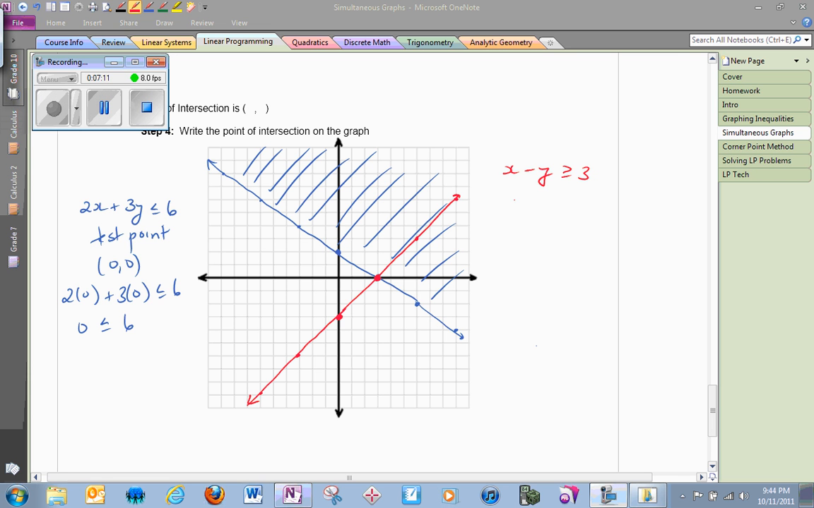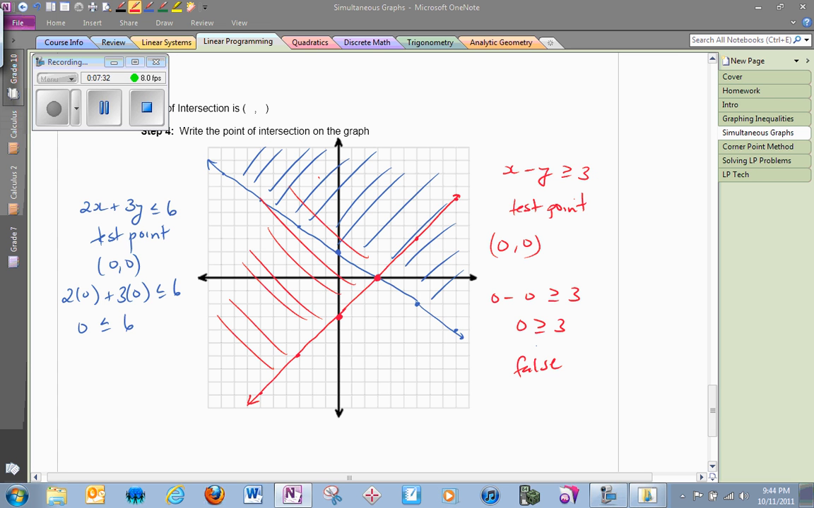Once I graph my line, I'm going to pick a test point again. A great test point here, again, is (0, 0). So my test point is 0, 0 minus 0. So 0 is greater than or equal to 3. This is false. So I'm going to shade the region above the line that contains (0, 0). Well, if you look really carefully on my lovely graph, here's my point of intersection at (3, 0). I'm going to now prove that algebraically.